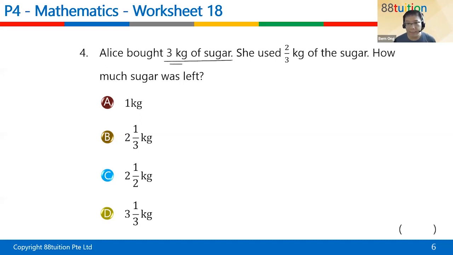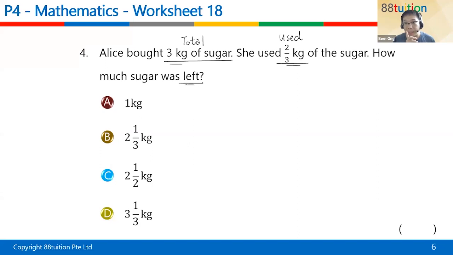This 3 kg, is it the total, the used, or the left? Total. Very good. So this is the total. And she used 3 kg. Right, this is the used. And the question is looking for the left. Is that true, Good Carrot?